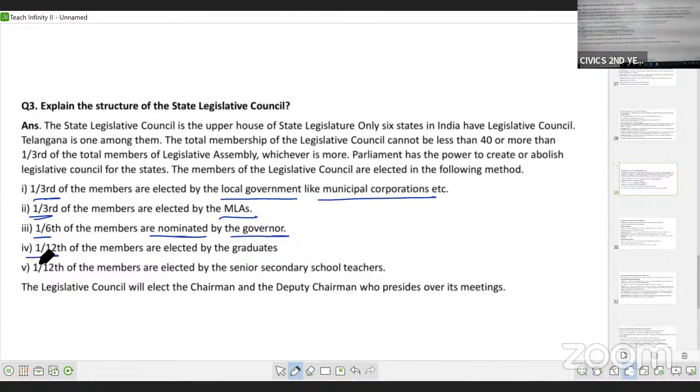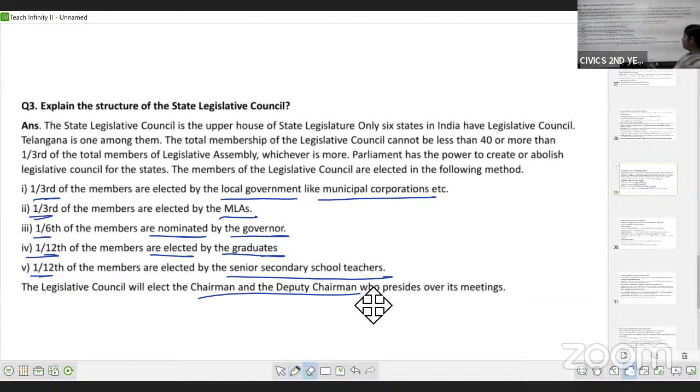And 1/12 members are elected by the university graduates in that state. And 1/12 members are elected by senior secondary school teachers having experience of minimum 3 years. And they will elect one chairman and deputy chairman who will conduct the meetings among themselves. So this is the structure of Legislative Council.